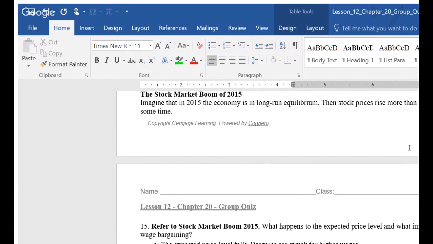And then, if people expect it to be high for some time, the expected price level would be high, I would guess. And then the wage bargaining will go up since they expect people to keep making money and companies to keep doing well. Yeah. I'm sure it's in the book somewhere because you find like every answer in the book so far, which is awesome.